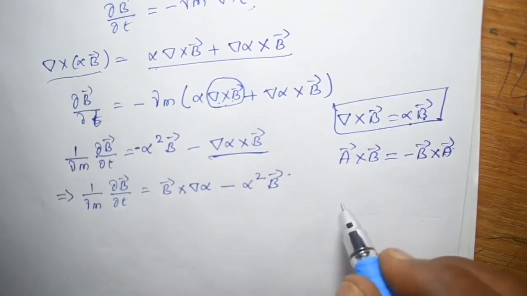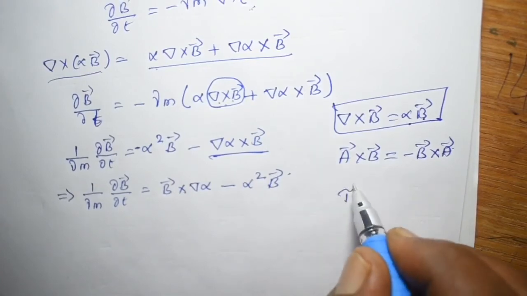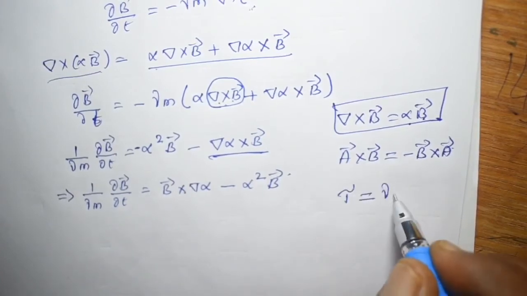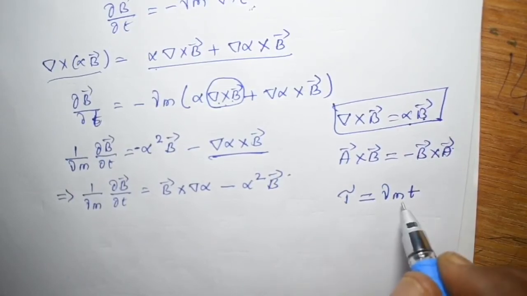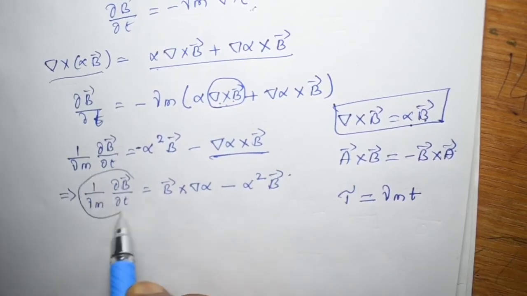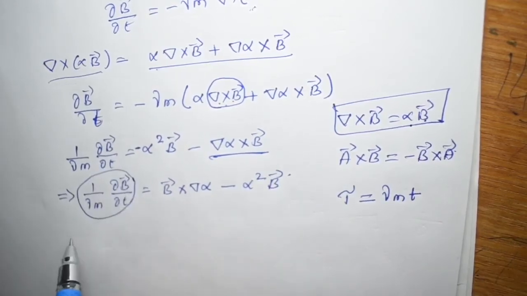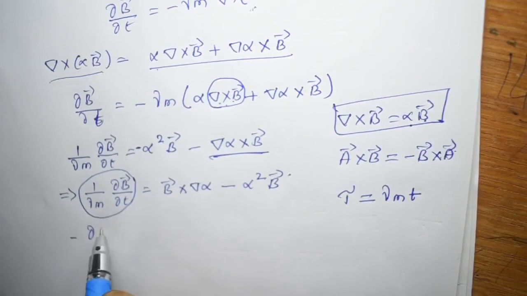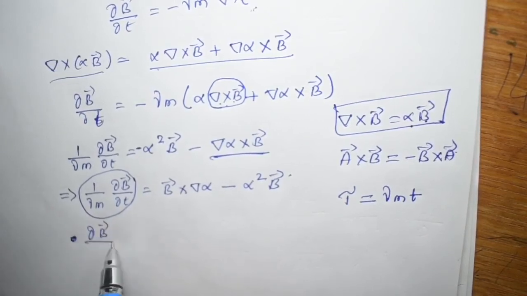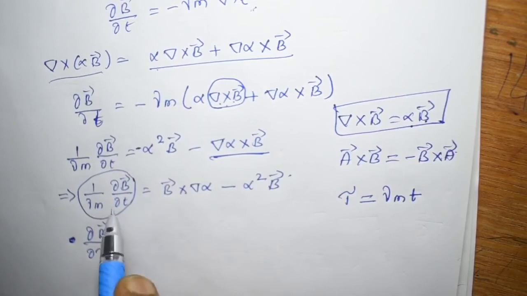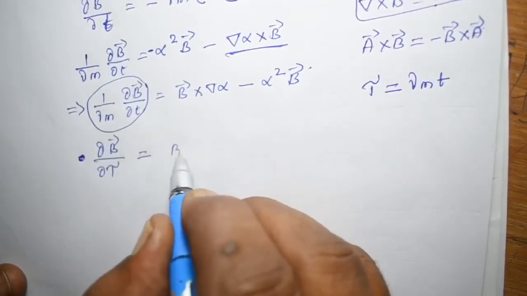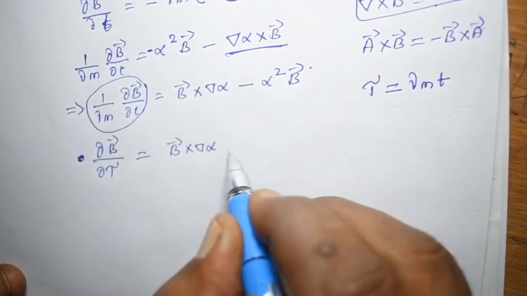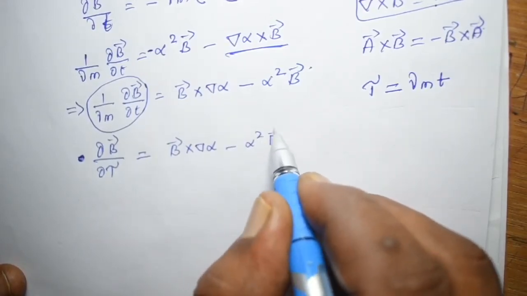I will take a substitution. If you are going to take the substitution, tau is equal to some nu m into t, then this term can be written as, what can you write this as? You can write it as del B by del tau. This is equal to del B by del tau is equal to B cross del alpha minus alpha square into B remains.